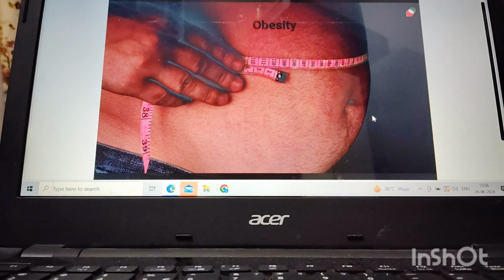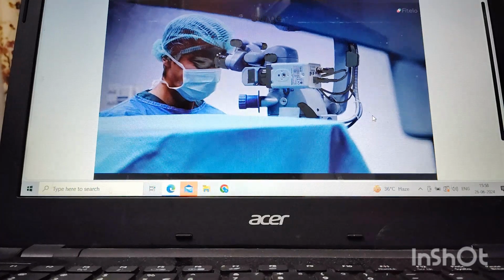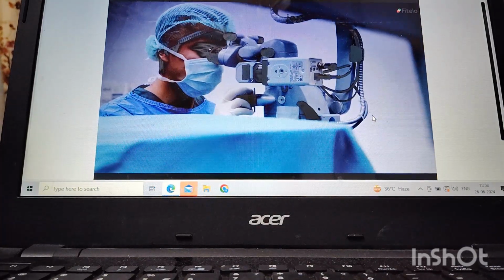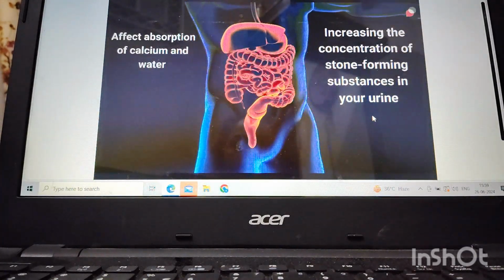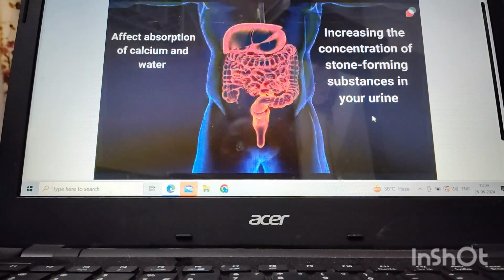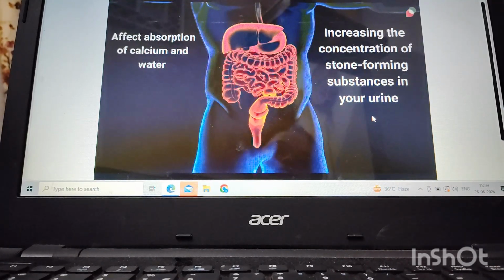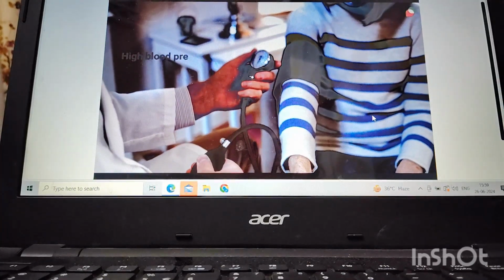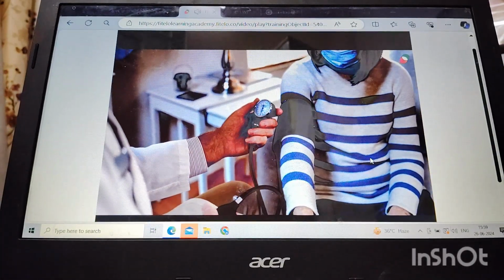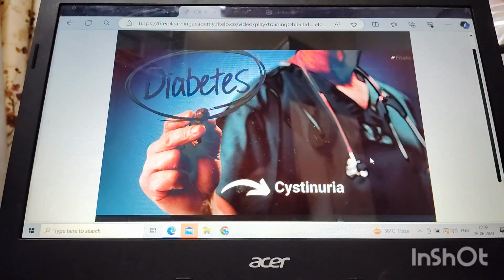Next is obesity. Obesity has been linked to an increased risk of kidney stones, and even surgeries which can change your digestive system can affect absorption of calcium and water, increasing the concentration of stone-forming substances in your urine. Other medical conditions such as high blood pressure, diabetes and cystinuria may increase the risk of kidney stones.